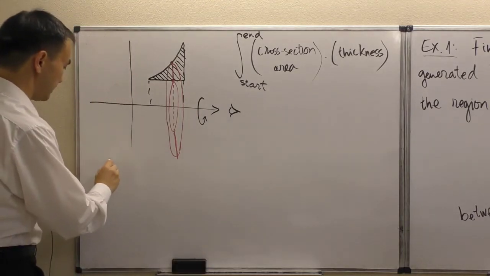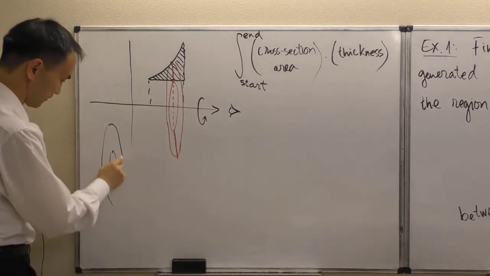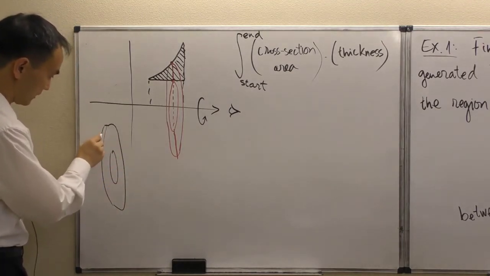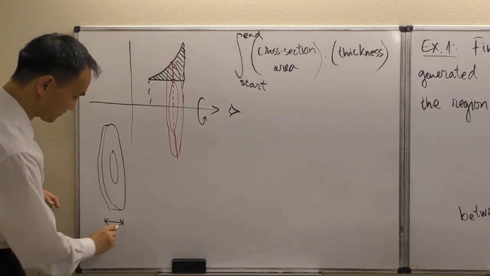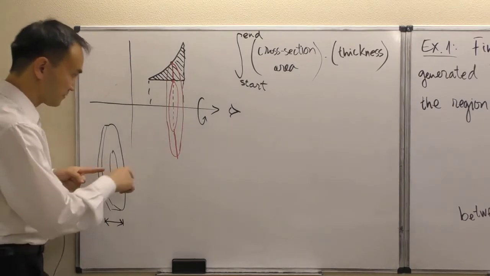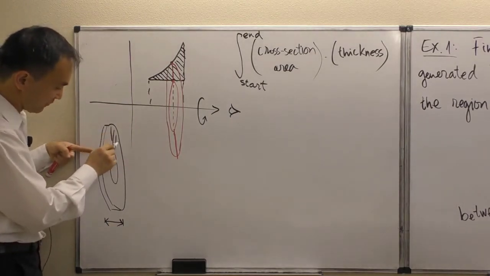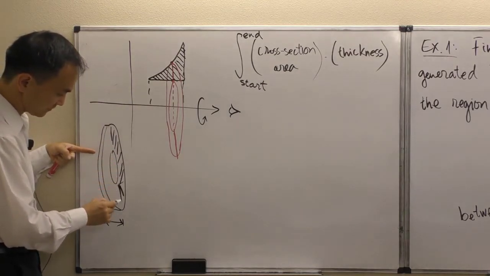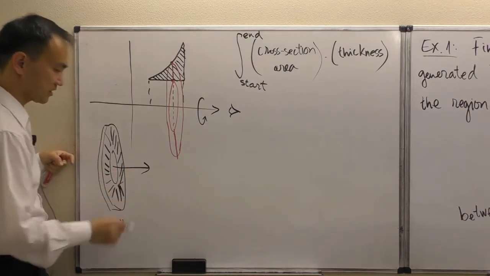There's the inner circle, and then there's the outer circle. Okay, but the thickness is here. So there's the thickness. All right, and then the two circles here are concentric. Empty space here, the area we find is in here. All right, and then the x-axis is coming through that way.